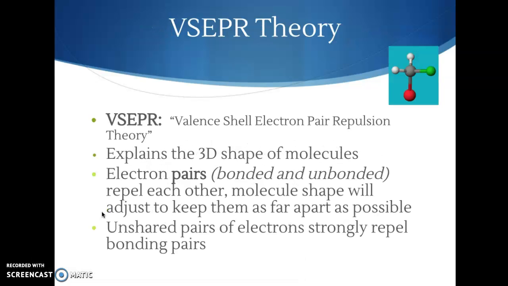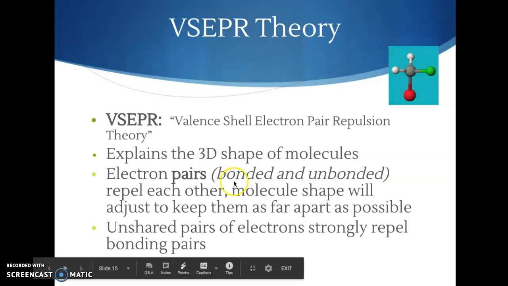Okay, so VSEPR theory. VSEPR is an acronym. It stands for valence shell electron pair repulsion. That's a theory that scientists use to help explain the three-dimensional shape of molecules. And it works with the idea that in a molecule there are electron pairs, and those electron pairs all have negative charges. Electrons have negative charges, so they want to repel each other. So they want to get as far apart from each other as possible.